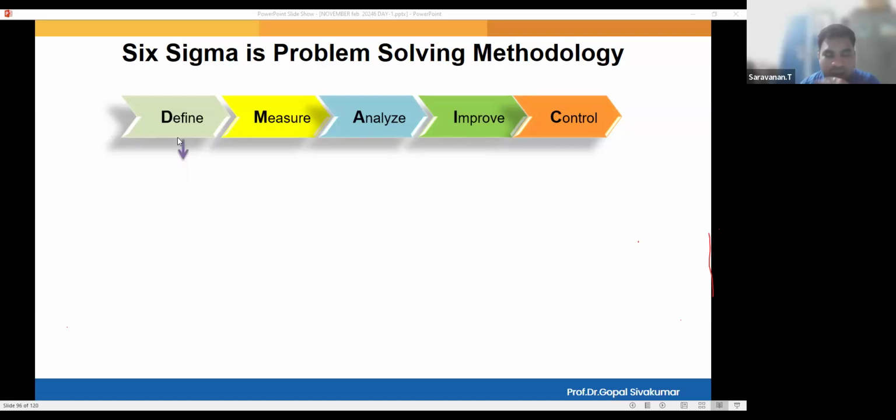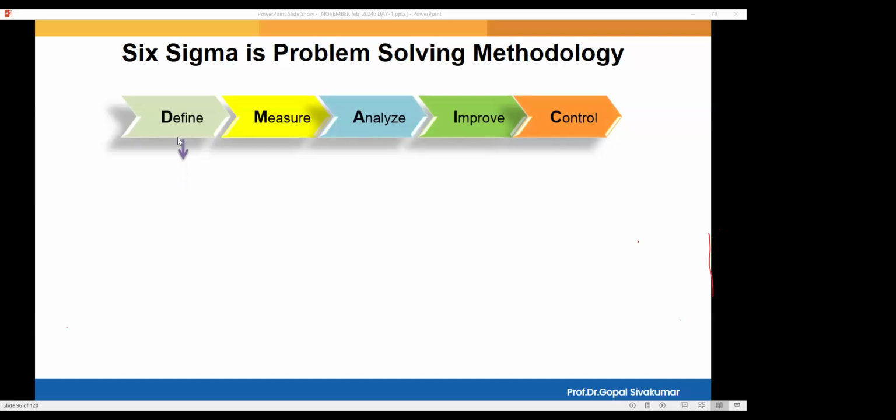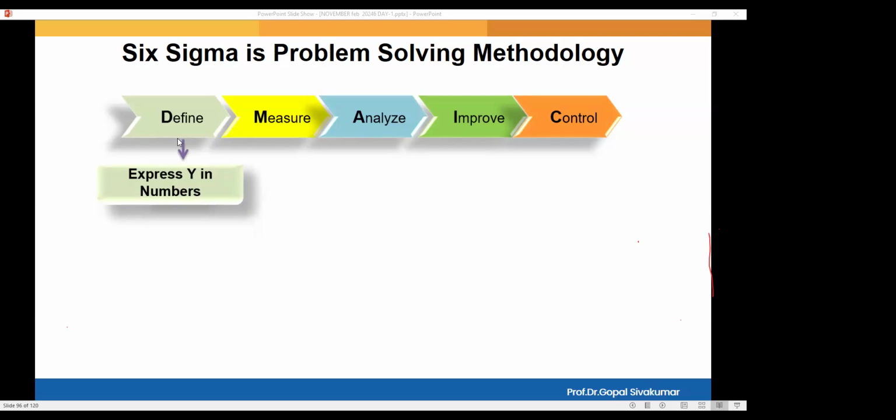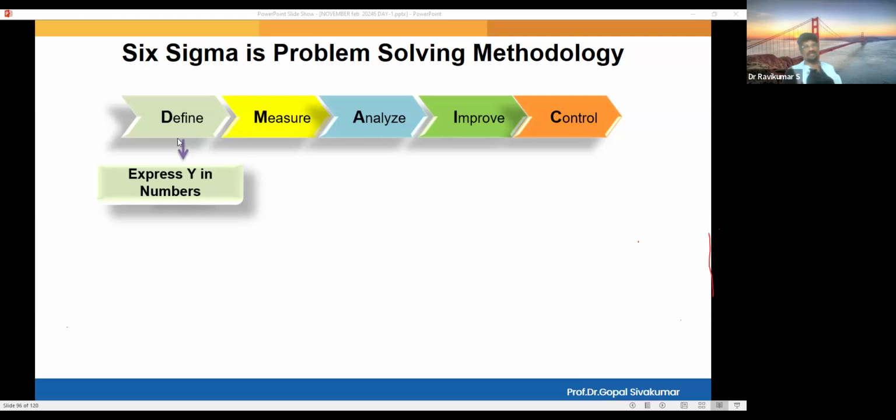If you have to define a problem, you have to express the problem in numbers. Got it, guys? Quantify the problem. Yes, that is what I was expecting. If you express the problem in numbers, everybody will be able to understand.